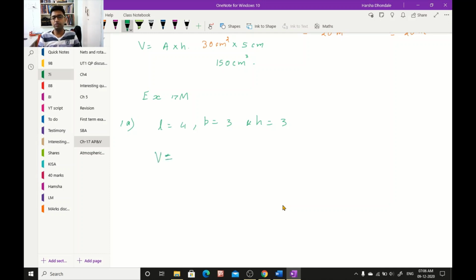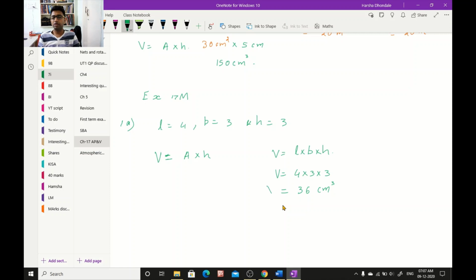So you can use any formula. Volume is equal to area into height, or you can use the formula volume is equal to length into breadth into height. They are eventually the same thing. So I'll just use this formula here. Length into breadth into height, 4 into 3 into 3, this is equal to 9, 9 4s are 36, 36 centimeter cube.